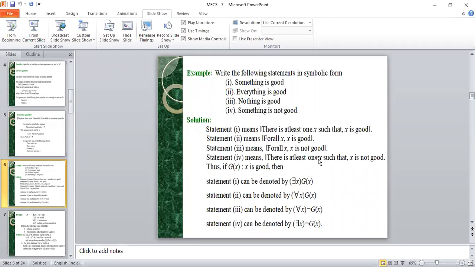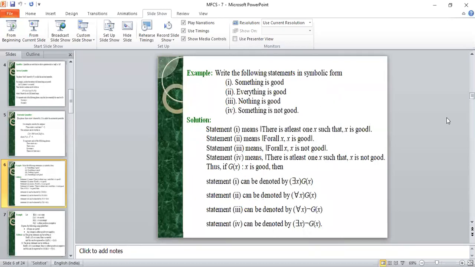Not good అంటున్నారు కాబట్టి negation of g of x. Predicate ఏంటి ఇక్కడ మనకి g of x. So negation of g of x. In the fourth statement also, there is at least one x such that x is not good. So there is at least means existential quantifier. This is existential quantifier. So we denote this by there exists x, negation of g of x. This is the symbolic form of the given statement.